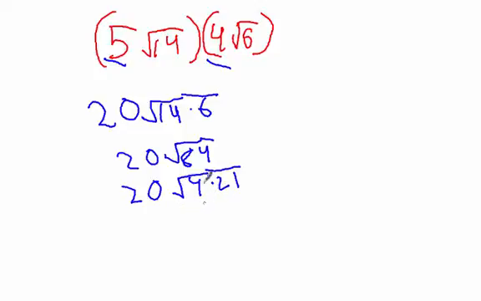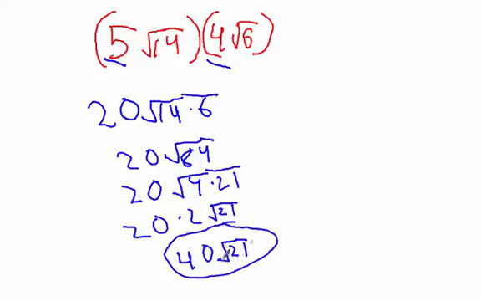So to simplify this further, we have to take this square root of 4. The square root of 4 is 2, so I get 20 times 2 times the square root of 21. 20 times 2 gives me 40. And so I get 40 times the square root of 21. That is the answer to this problem. 21 is as simplified as this radical gets, and 20 times 2 is 40. So this is my final answer for simplifying this problem.